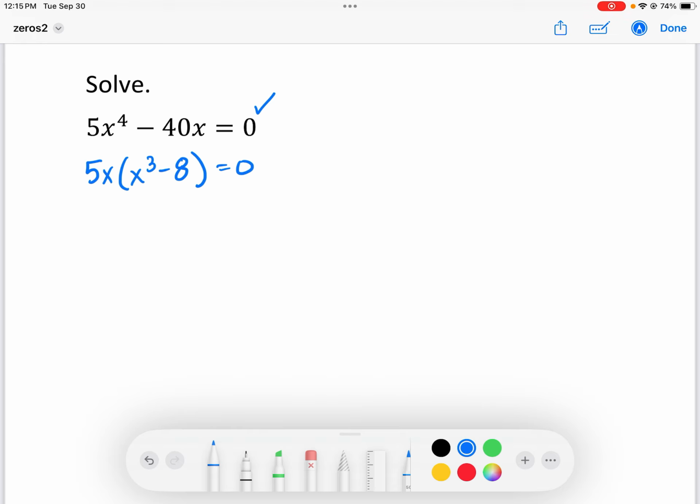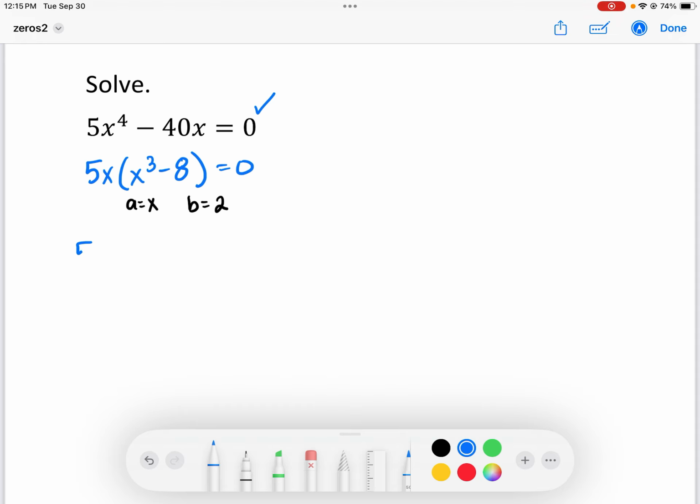Now x cubed minus 8 is a perfect cube, so I need to identify the a value, which is the cube root of x cubed, which is x. And then my b value is the cube root of 8. The cube root of 8 is just 2.